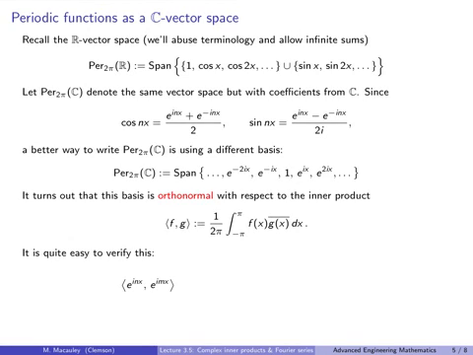So what does it mean when I say this basis is orthonormal? That means if I take the dot product of e to the inx and e to the imx, then I better get 0 if n and m are different and 1 if they're the same. This inner product, by definition, is 1 over 2 pi times the integral from negative pi to pi of e to the inx times e to the imx bar dx. Now let's think about what that is.